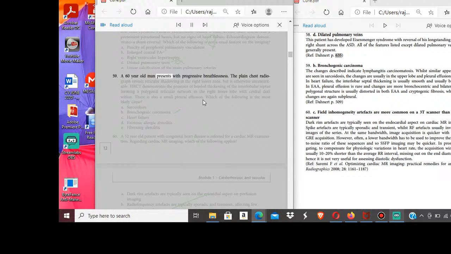59. A 60-year-old man presents with progressive breathlessness. The plain chest radiograph reveals reticular shadowing in the right lower zone, but is otherwise unremarkable. HRCT demonstrates the presence of beaded thickening of the interlobular septae forming a polygonal reticular network in the right lower lobe with central dots within. There is also a small pleural effusion. Which of the following is the most likely cause? A. Sarcoidosis. B. Bronchogenic carcinoma. C. Heart failure. D. Extrinsic allergic alveolitis. E. Fibrosing alveolitis.